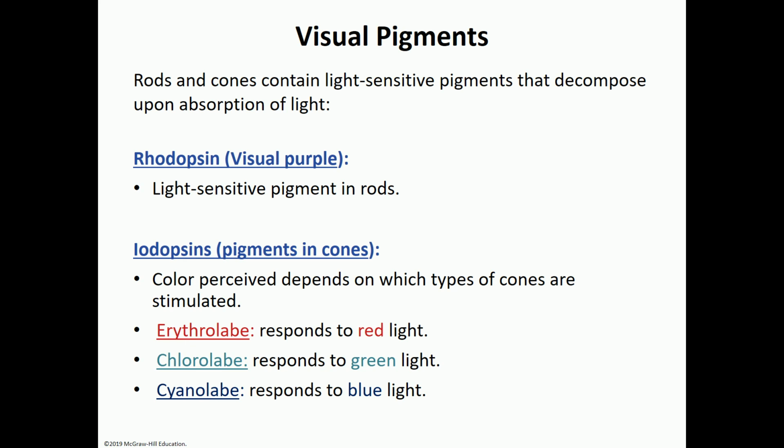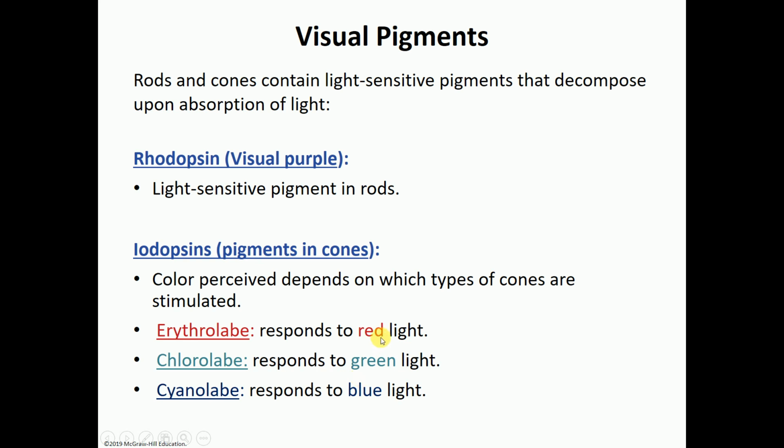Again, our visual pigments decompose or change in structure upon absorption of light. Rhodopsin is the light-sensitive pigment in rods. Again, it is much more sensitive to light than cones are, and that's why rods are activated in dim light. The cones have what are known as iodopsins, so all three of those collectively are called iodopsins or conopsins. The erythrolabe responds to red light, chlorolabe responds to green, and cyanolabe responds to blue.